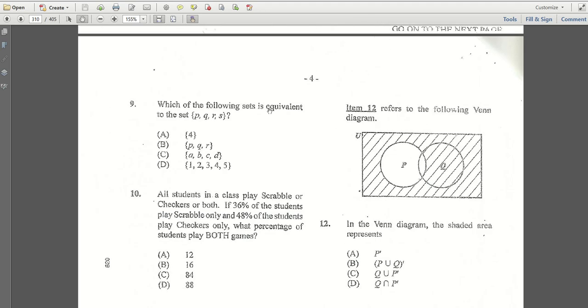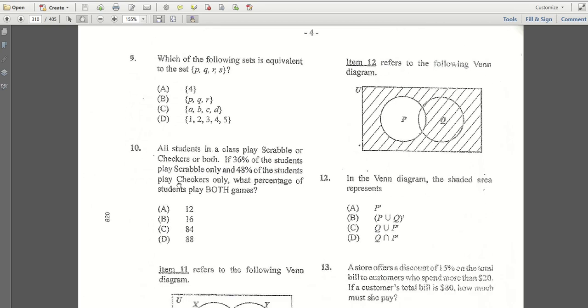This one here, which of the following sets is equivalent to? Equivalent means they have the same number of elements, though they need not be equal. Not A, not B, because we have 1, 2, 3, 4 elements. We're looking for a set that has 4 elements, so the answer would be C. This one here, we did this already. The answer is 16, but let's just look.